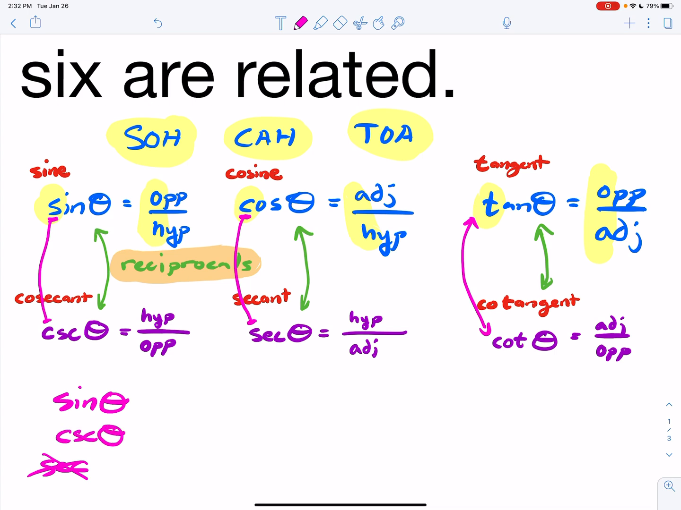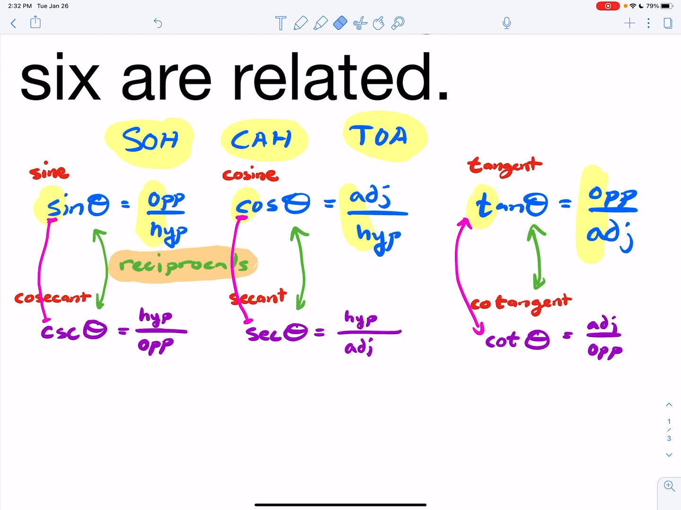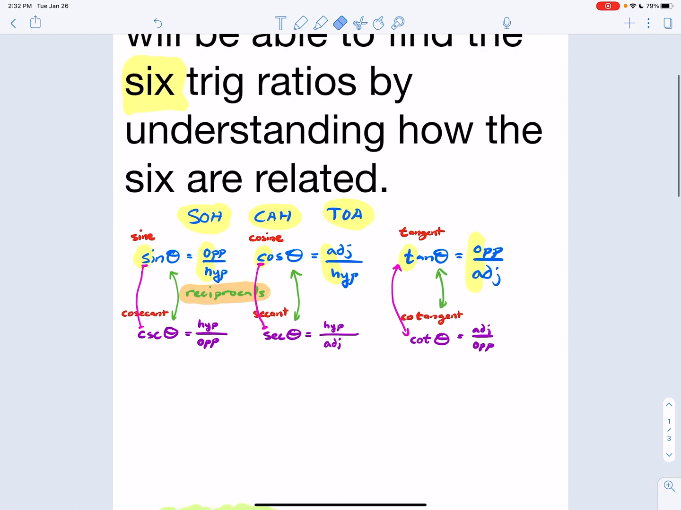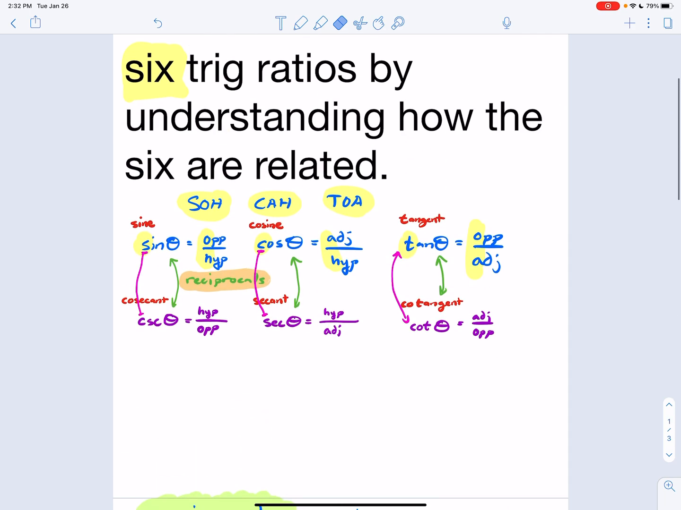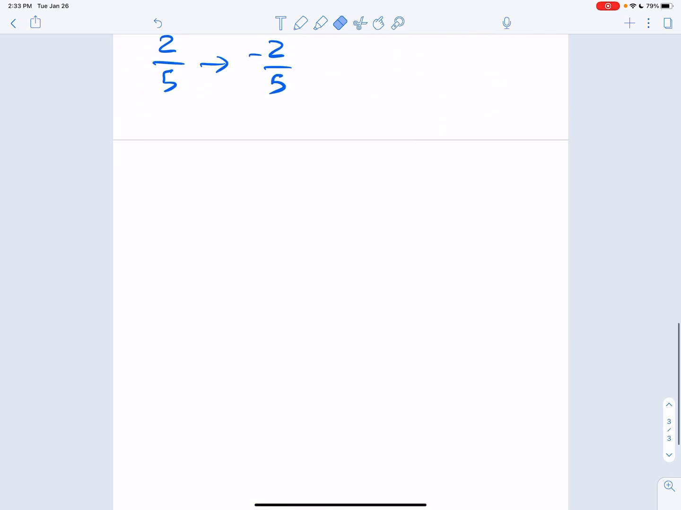All right, so it takes some getting used to. Again, anytime you're learning something new, it's going to be a little bit of a challenge, right? But it's actually easier than it looks. So here we go. You have this in front of you. I'll come back to it when we need to. So here's your example 1. Find all 6 trig ratios.